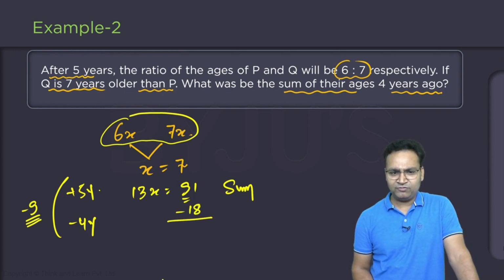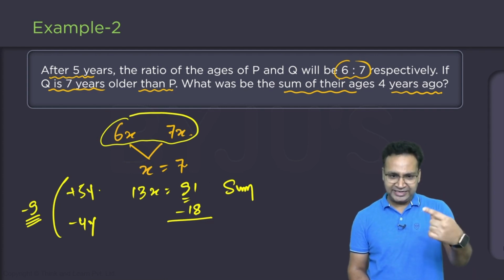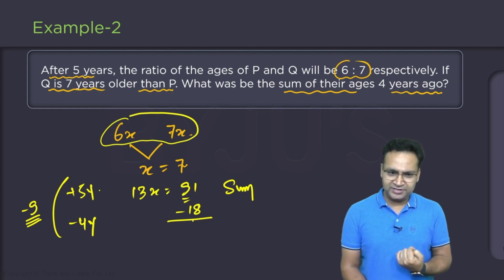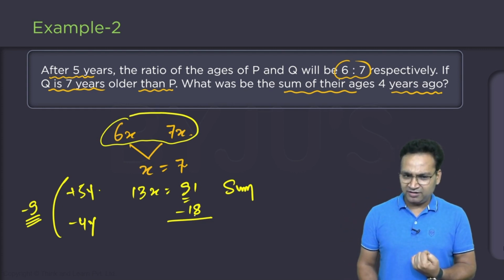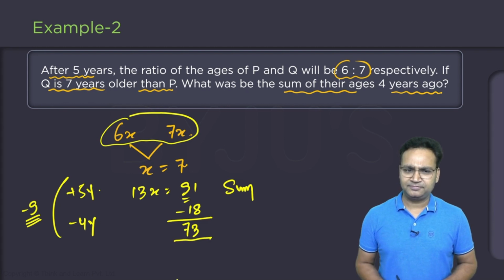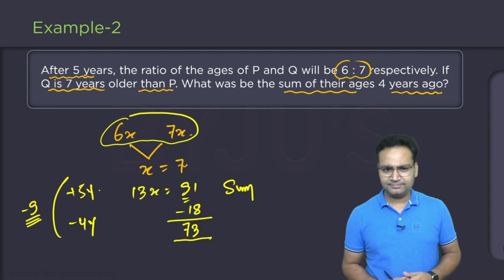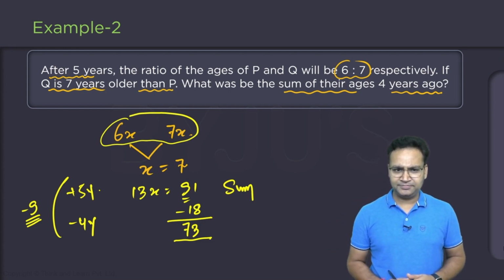Is this clear? So 91 minus 18, what is it? 73, if I am not wrong. Anyone have any doubt here? Look at this once again. Okay. Perfect. Is everything right?